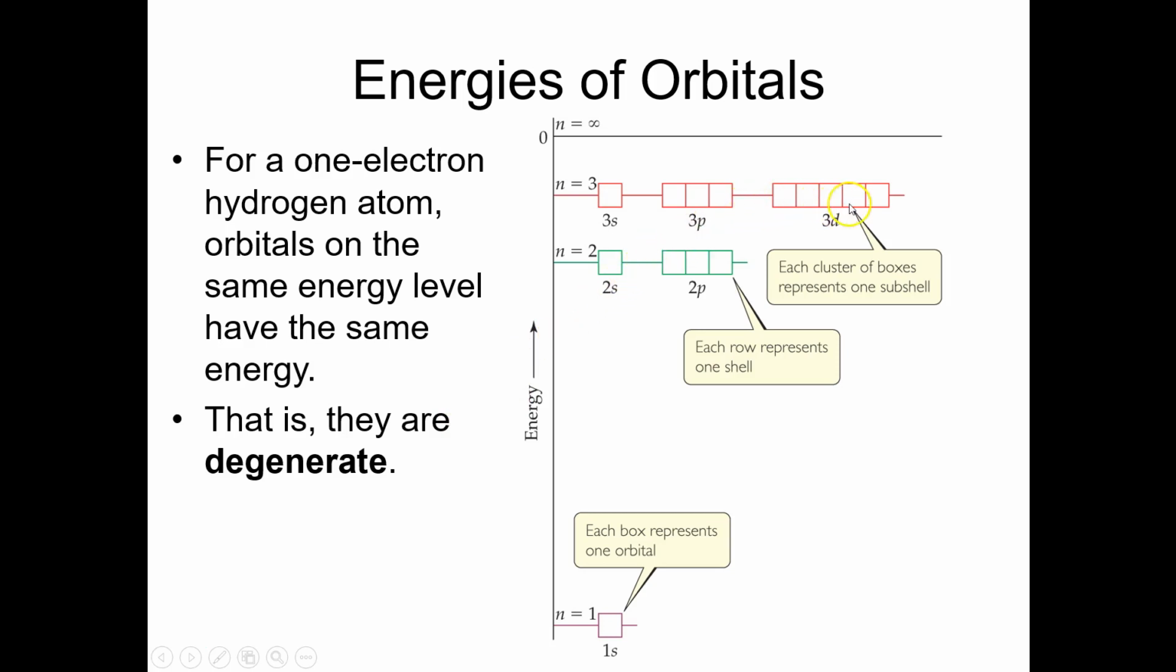And so a subshell of orbitals will always be degenerate. 3d orbitals will always have the same energy as each other. 2p orbitals will always have the same energy as each other. But in the hydrogen atom, they are also degenerate between subshells. So everything at the n equals 2 level has the same energy. Everything at the n equals 3 level has the same energy. They are all degenerate.